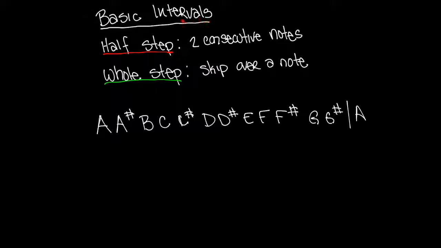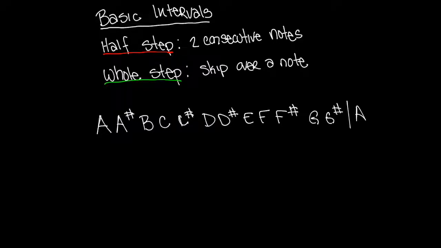So basic intervals are just distances in music, and these aren't physical distances like we would think of miles or feet or inches. Those are physical distances. These are aural, or more like auditory distances. So the distance between two notes. And two very important distances that we have are a half step and a whole step.